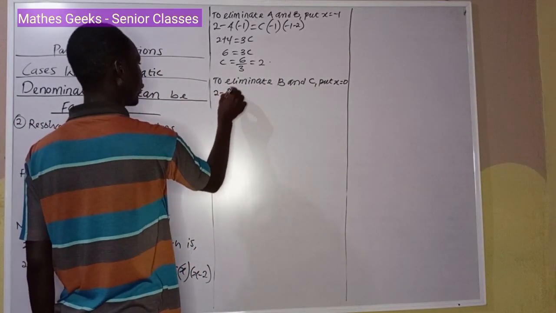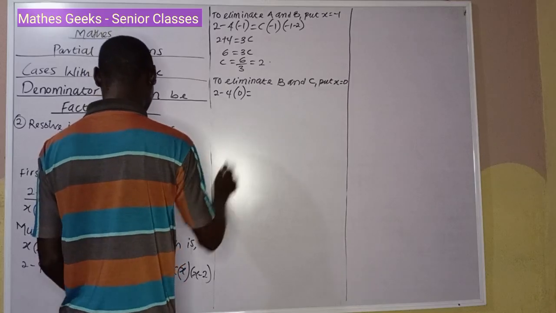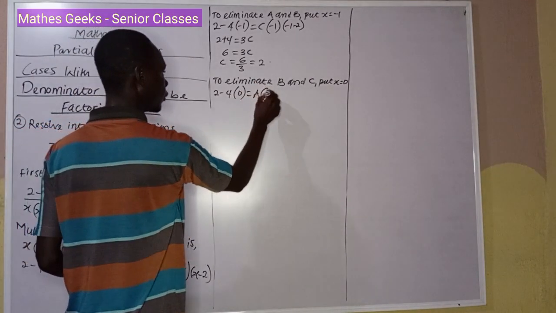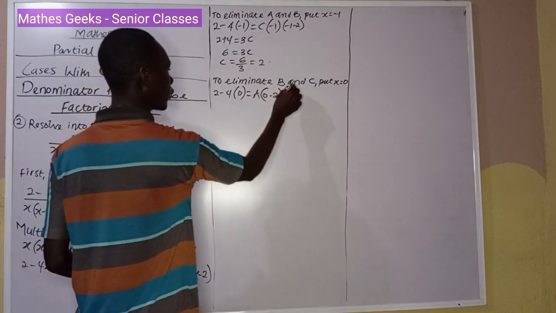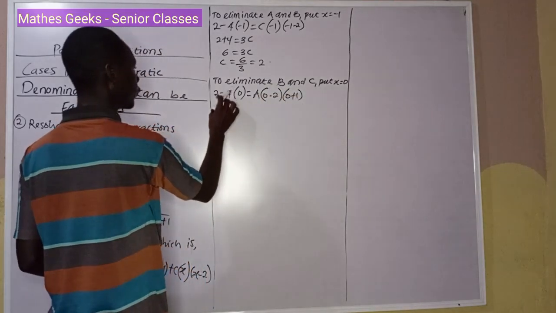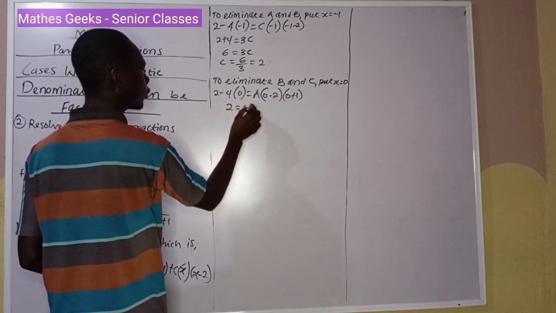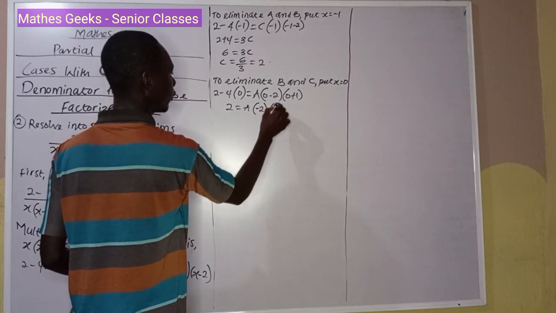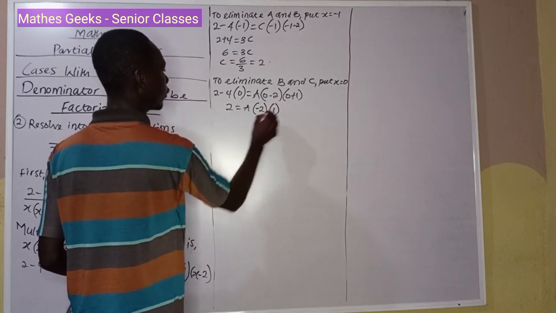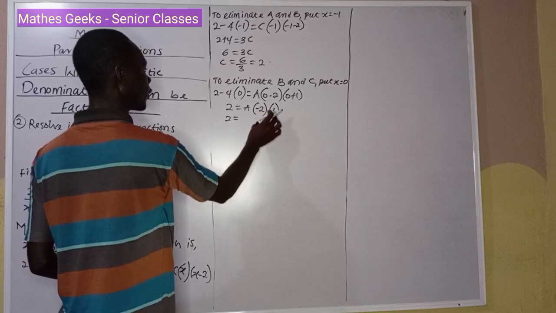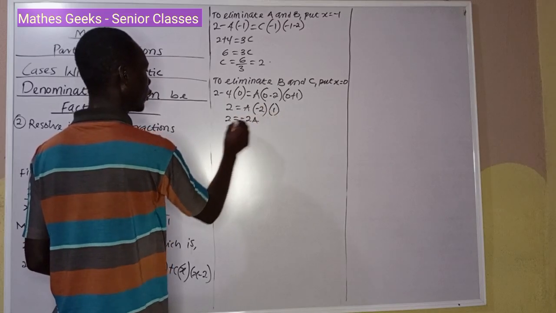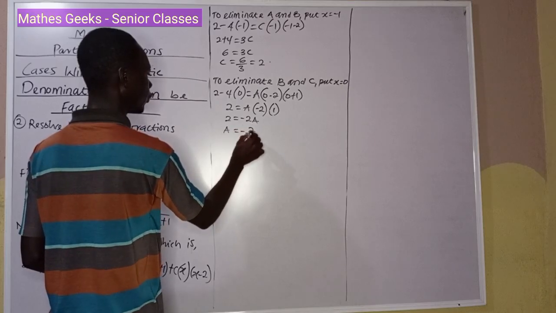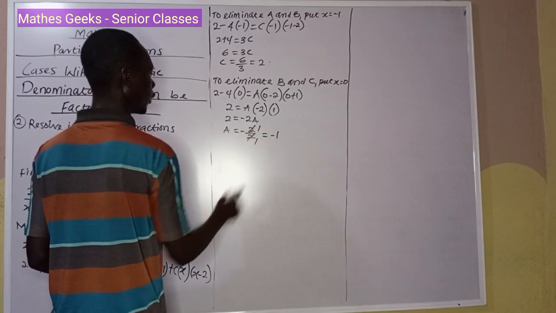So 2 minus 4 times 0 is equal to, alright, I'm going to have a to work with. A times (0 minus 2) and (0 plus 1). So minus 4 times 0 is 0, so 2 is equal to a times minus 2 and plus 1. Okay, so 2 is equal to minus 2 times 1, which is minus 2a. So a is equal to 2 over minus 2, which is equal to minus 1.